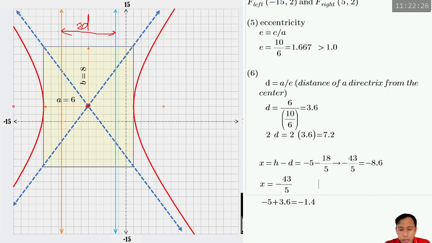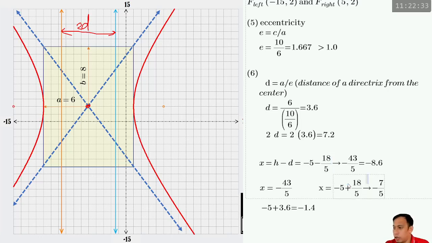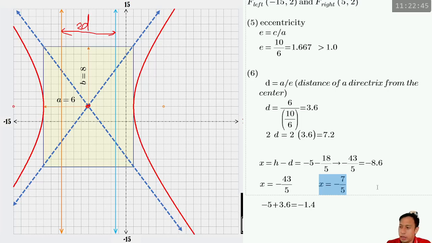The other one is if i-plus natin, no? Negative 5 plus 18 over 5 or that is negative 7 over 5, or negative 1.4. So, x equal to negative 7 over 5. Okay, so yan yung mga equations, this orange and blue one, no? Yan yung equation ng mga directrices na yan. Okay ba? Okay.